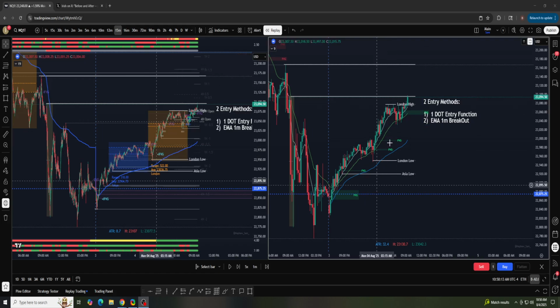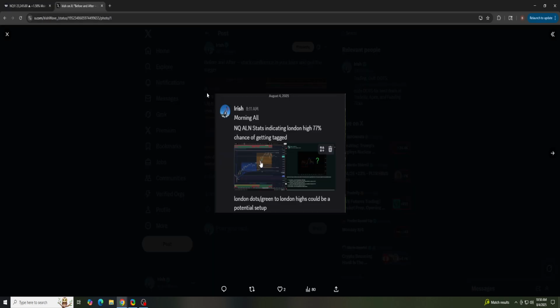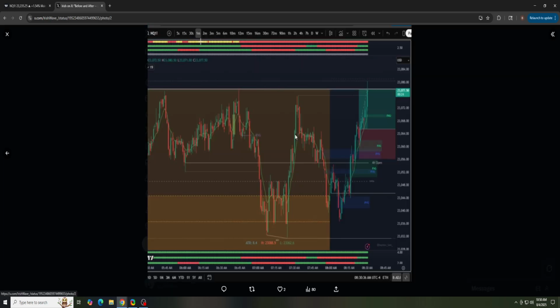So, coming into the day, I draw out my London high, London low, Asia low, and then obvious swing points as targets for draws on liquidity. Using NQ stats based on the profile of the Asia-London session, there's a 77% chance of London highs getting tagged. I was looking for London green dots into London highs as a potential setup.